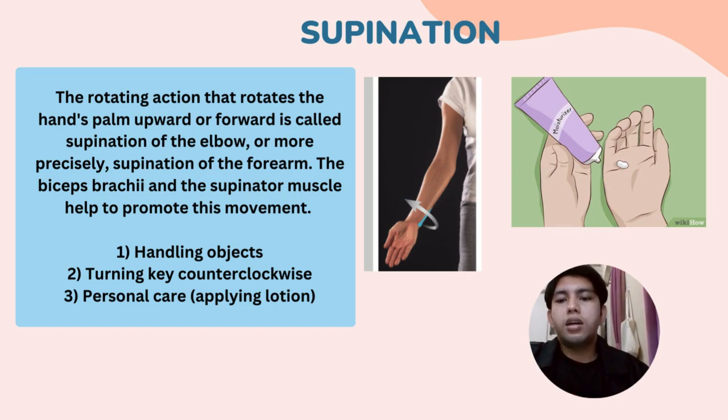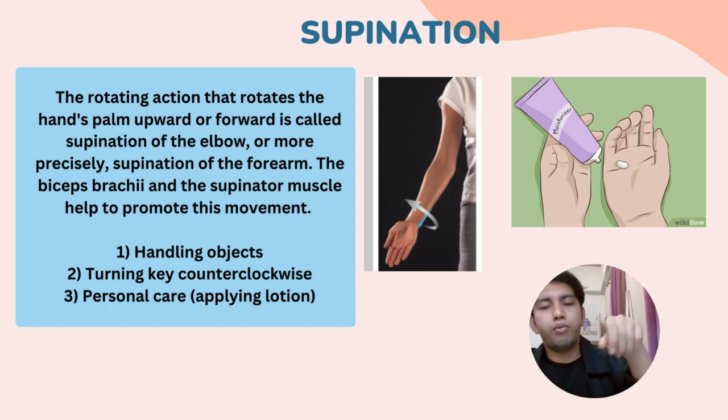Just like all the other functions in our daily life, I will give some examples of when we do this supination. For example, when we handle an object, or when we want to turn a key counterclockwise. If you want to ride a bike, you put in your key and then you turn it. This is an action of supination.